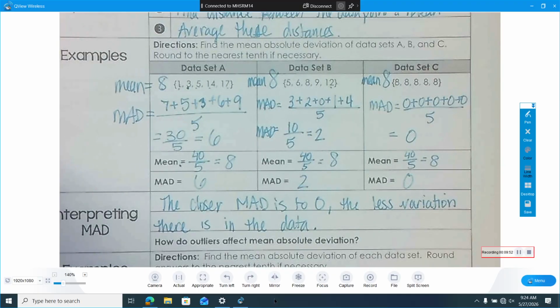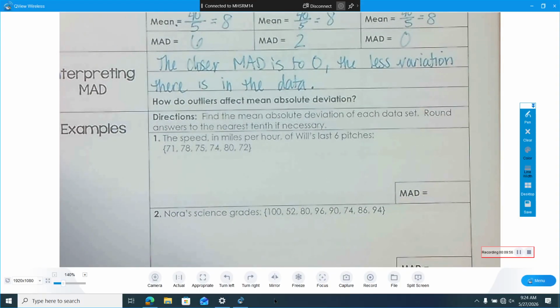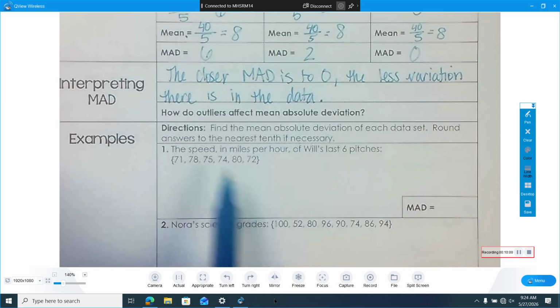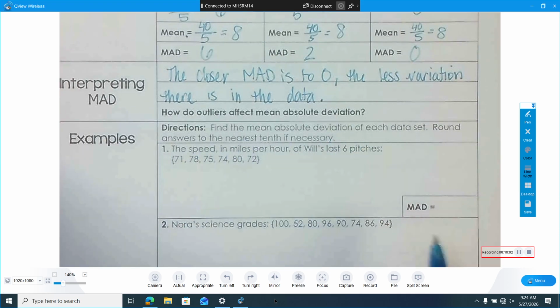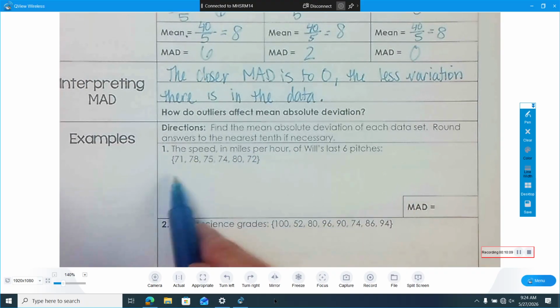We haven't talked about outliers, but we're going to just do one more here, I think. I'll talk about outliers later. All right, so directions: find the mean absolute deviation of each data set, round answers to the nearest tenth. The speed in miles per hour of Will's last 6 pitches are as follows. What do we do first?